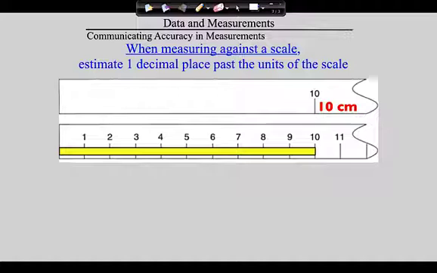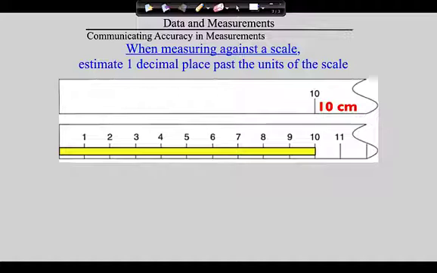So guys, ask yourself this question. What is the scale of this ruler? It's no longer tens. What is it? Ones, right? 1, 2, 3, 4, 5, 10. So guys, the scale is now ones. So if the scale is ones, what will we estimate to? What's one decimal place lower? Tenths.